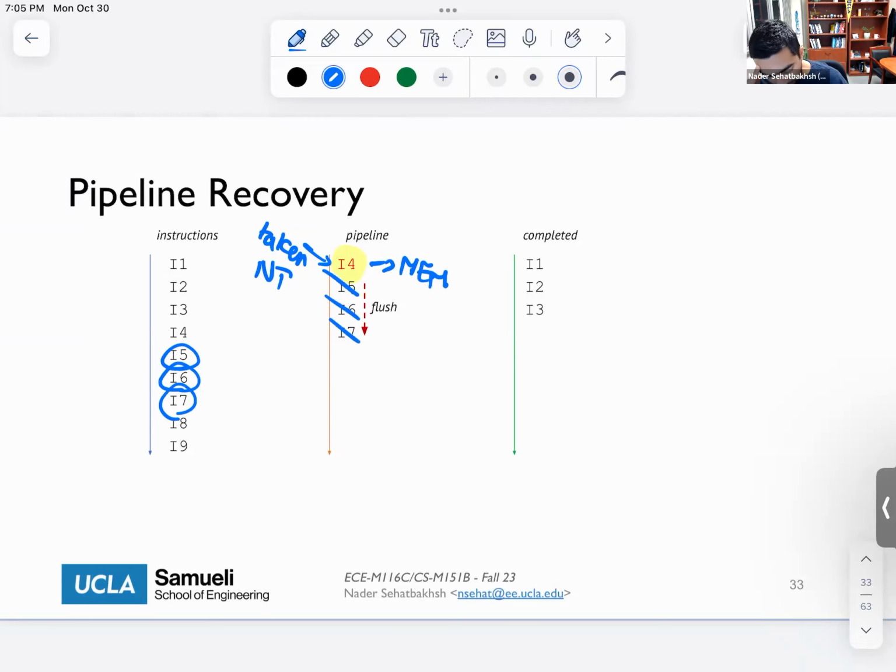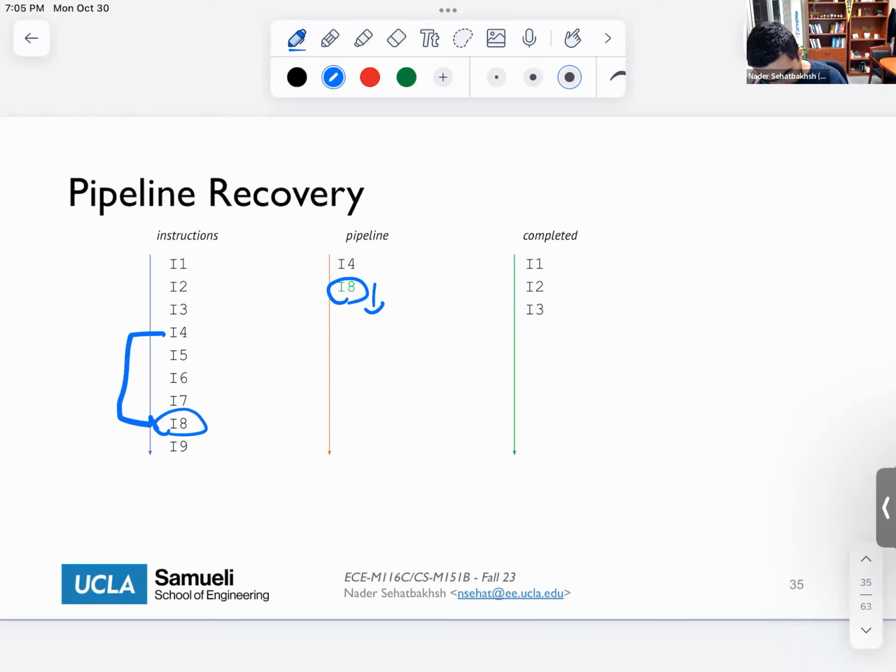And then let's say the correct instruction has to be, I don't know, I8 or I9 or something. Let's say, for example, it's I8. So we continue with I8. So this is, for example, a branch from here to here. What we should do is that we shouldn't execute these instructions. So these have to be flushed, okay?